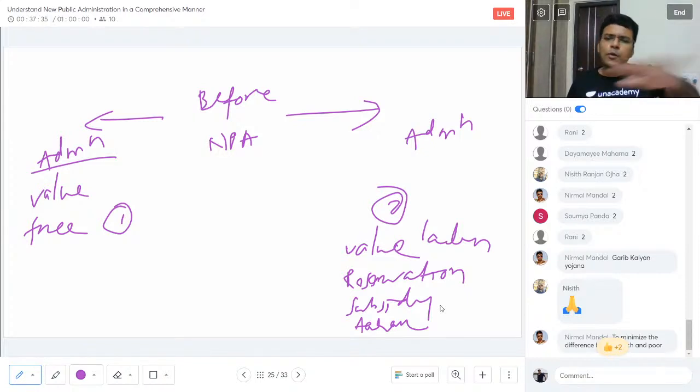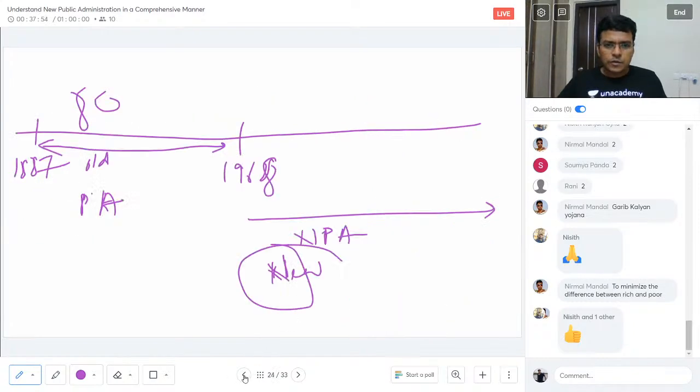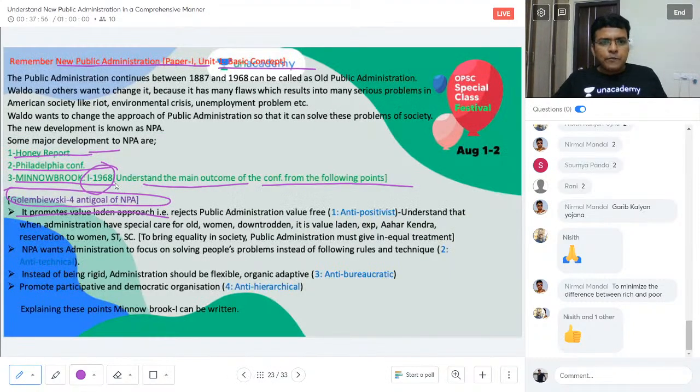If government said that no, everyone should give 10% tax, whatever your income, that will increase the poverty, more poor people. So government said that no, the poor should not give tax, the rich should give tax. So the gap between rich and poor will decrease. This is value laden approach. Okay, so it promotes value laden approach. It rejects public administration as value free. It is known as anti-positivist.